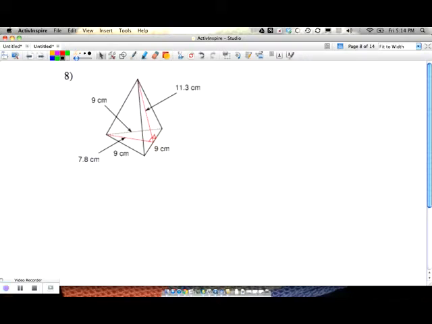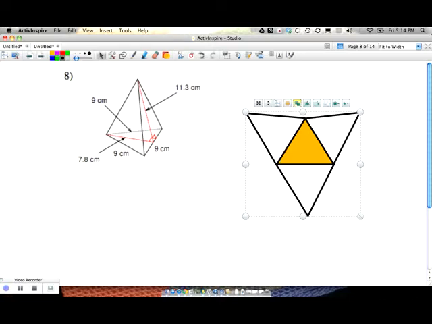Ooh, we got another net. If you want to pause it so you can copy this net, please do, because I'm not, and I'm moving on.